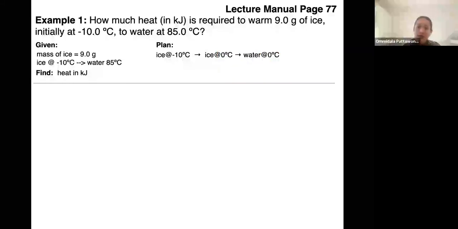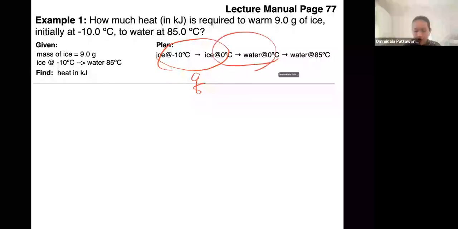Now when you heat it further, that water at 0 degrees Celsius will get a higher temperature, up to 85 degrees Celsius for this example. So how do I calculate for heat? In order to break this down, you are going to calculate heat for this one, this one, and this one. So that would be 3 calculations that you will need to do.